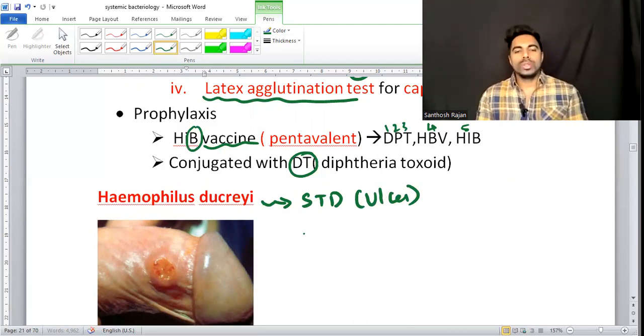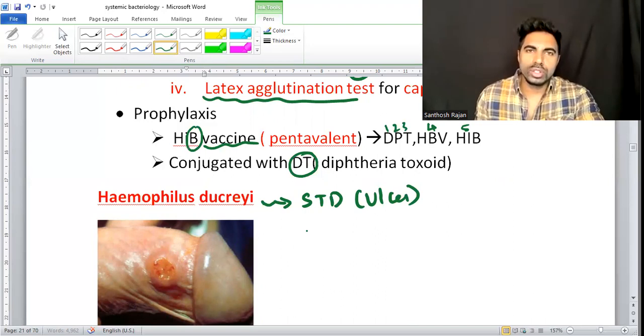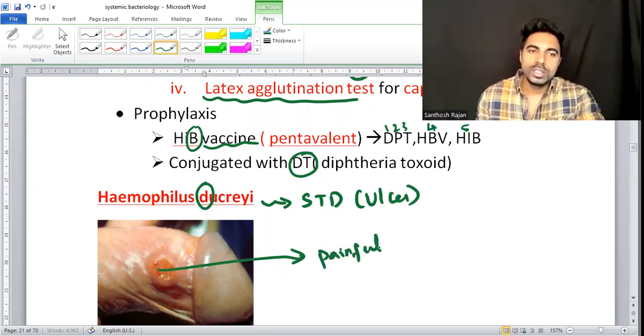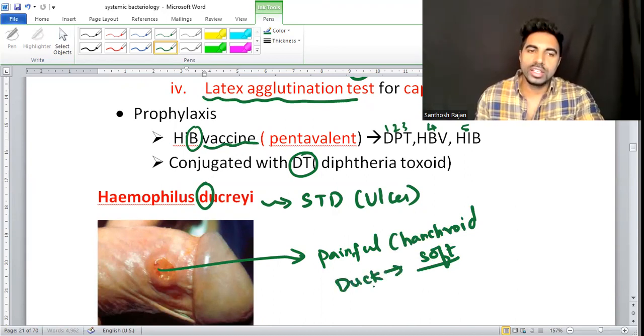So now we are going to see what the diseases are. H. ducreyi causes what? Any idea? It causes chancroid. Chancroid. D for ducreyi, chancroid. Okay, that's important. So what you're seeing here is a painful chancroid. Okay, chancroid is soft. Duck is soft.